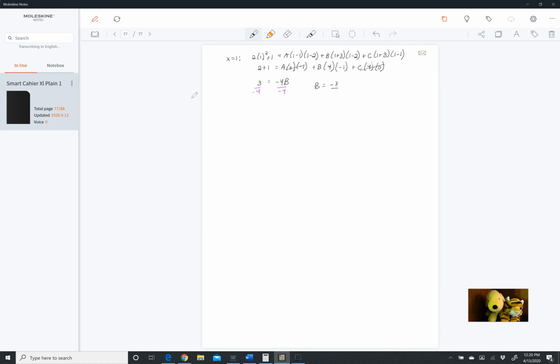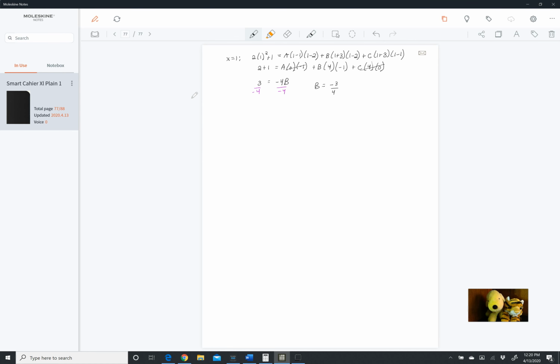And yes, these are a lot of work. It does take time to solve these partial fraction decompositions. It's not a short process, but it's not a difficult process either, right? All of these things, we haven't done anything that's particularly difficult.